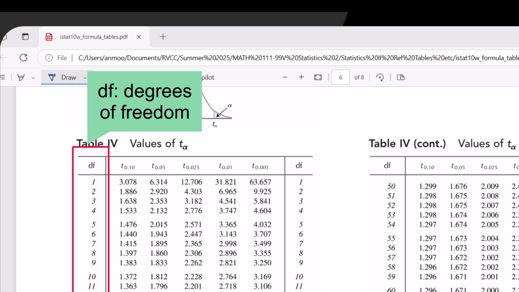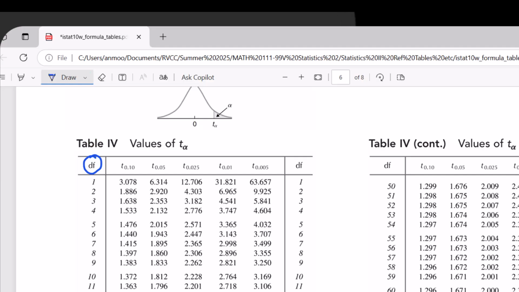Degrees of freedom are calculated from the sample size n minus 1 in the case of one population mean. And whenever we come to the table to find a t-value or an alpha value, a probability value, we should always come with information on df, because without the df value, we will not know which row to focus on.